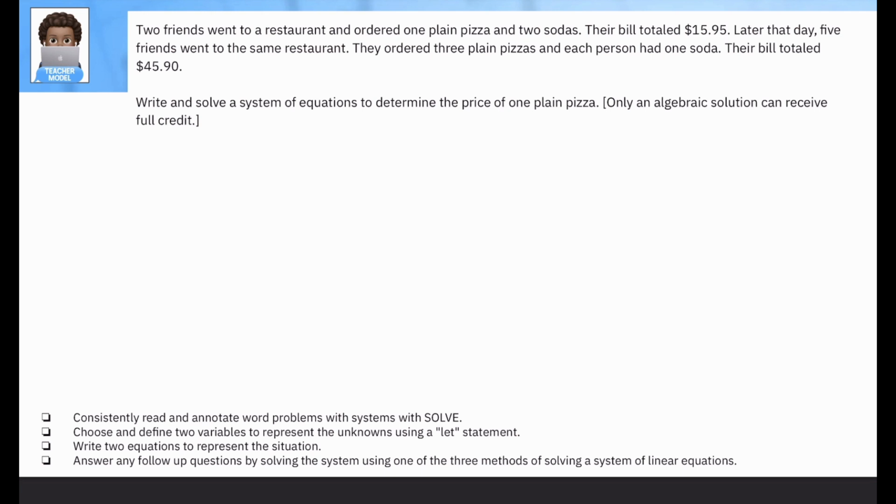All right, hit pause and solve this using your system of equations. Either substitution or elimination. Okay, and we're going to show the solution. What is the cost of 1 pizza? And here we go. A soda is $1.95 and a pizza is $12.05.